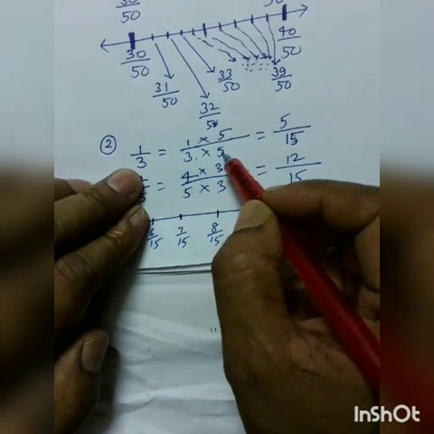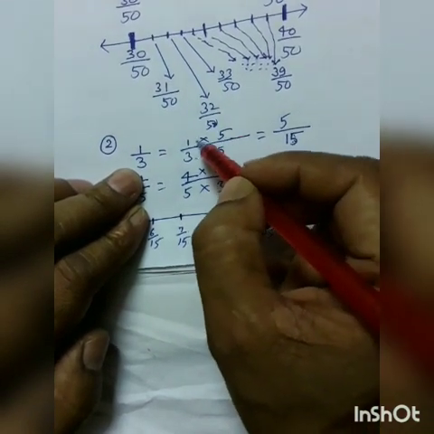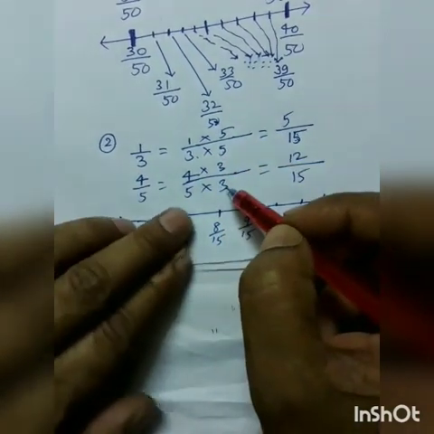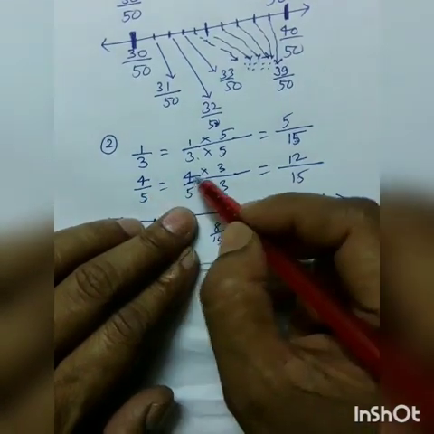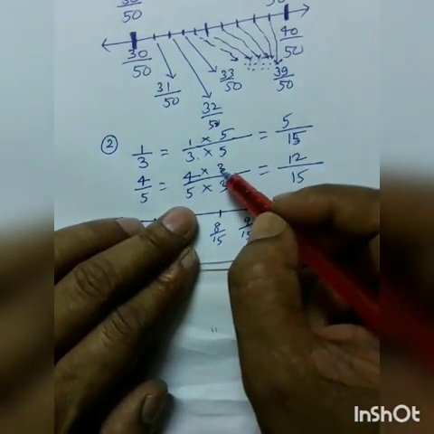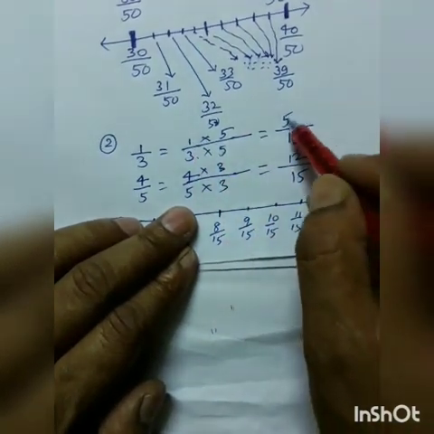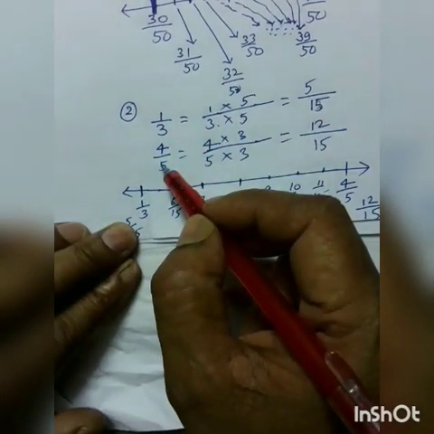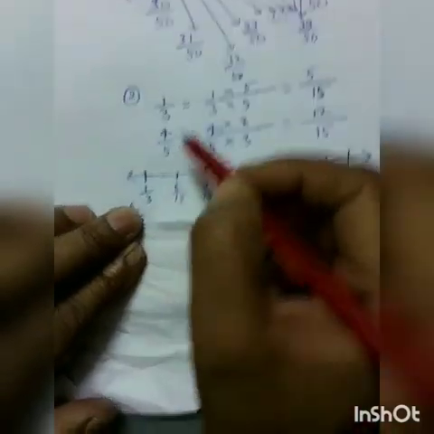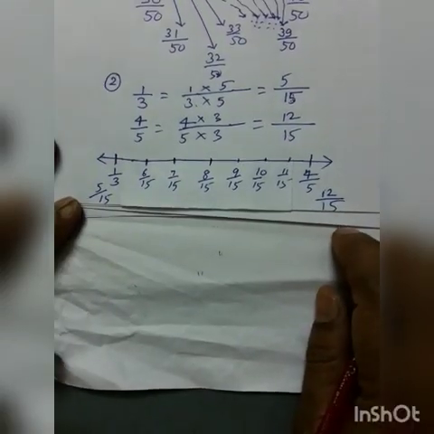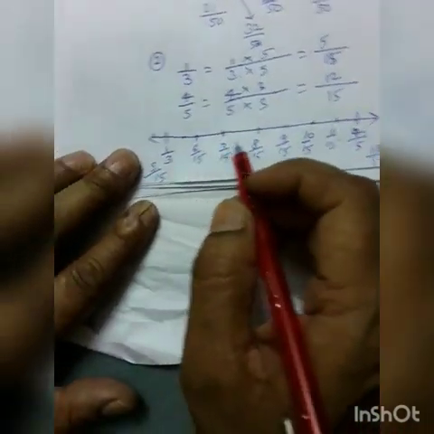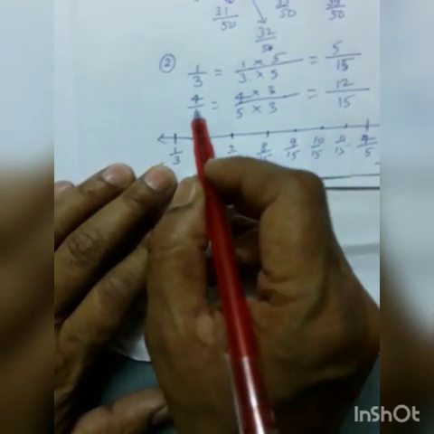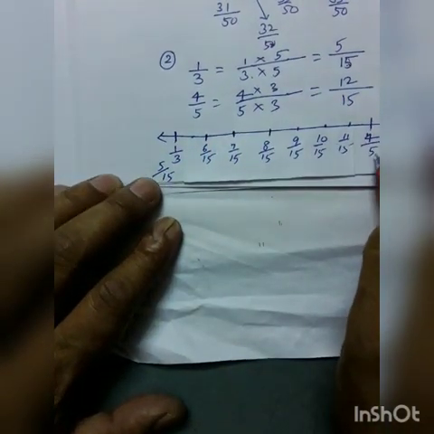And whatever you write here, here also you have to multiply to numerator the same number. So this 5 and this 5 same. Here this and this same. So to numerator also multiply by 3. And 4 times 3 is 12. 1 into 5 is 5. So 5 by 15 and 12 by 15. So dear children, this number has been converted into 5 by 15 and this number has been converted into 12 by 15. So let us write it. Okay. So we write here 1 by 3 here, this first number, and 4 by 5 here. We have written.